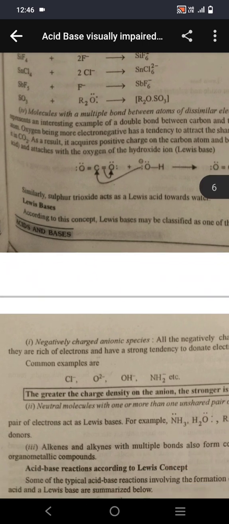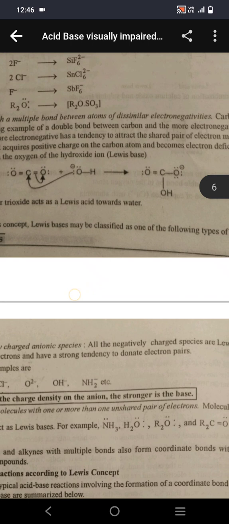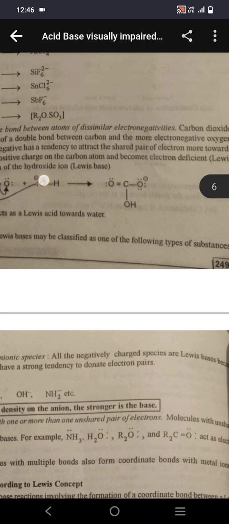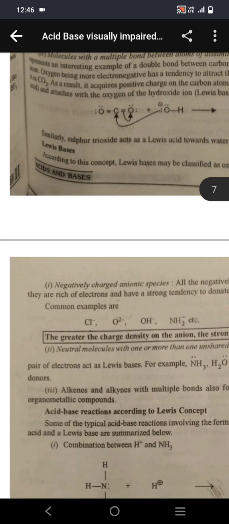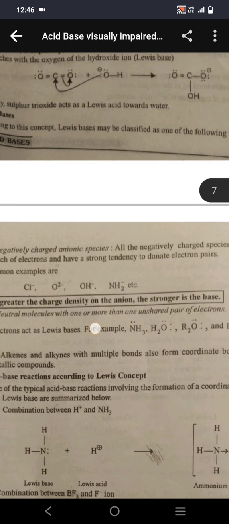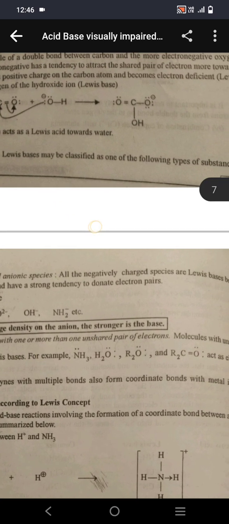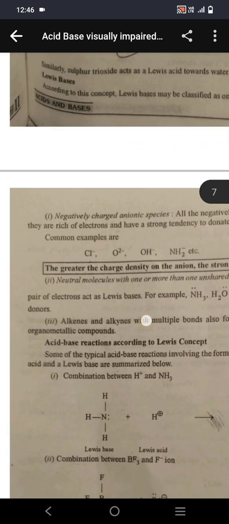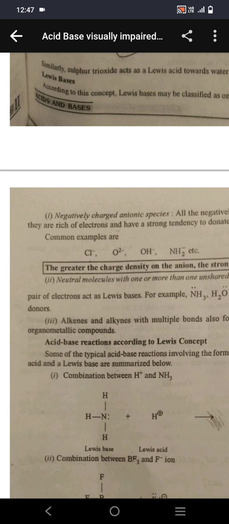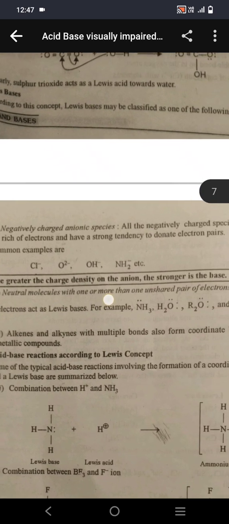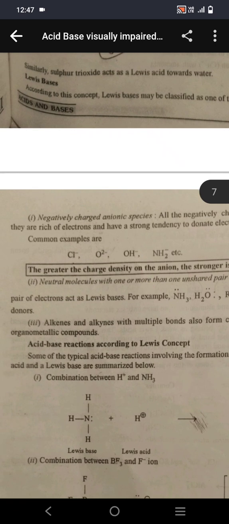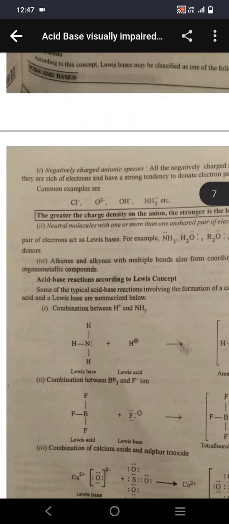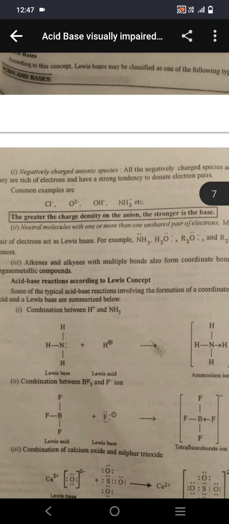Lewis bases. According to this concept, Lewis bases may be classified as one of the following types of substance. First statement is negatively charged substances, anionic species. All the negatively charged species are Lewis bases because they are rich in electrons and have a strong tendency to donate electron pairs. The greater the charge density of the anion, the stronger is the base.